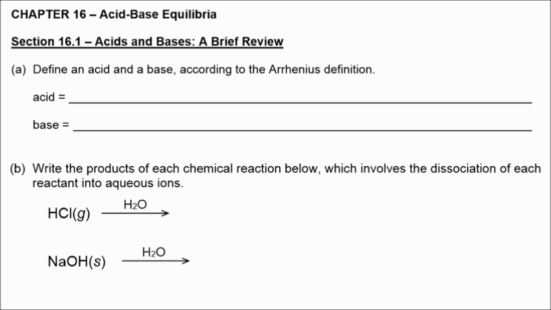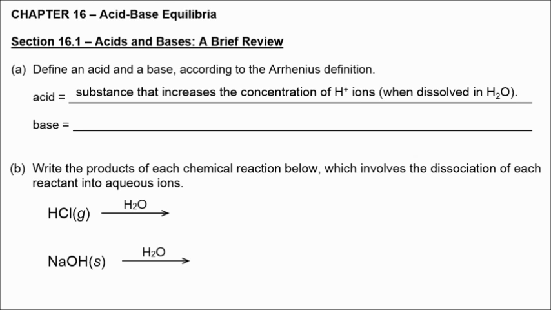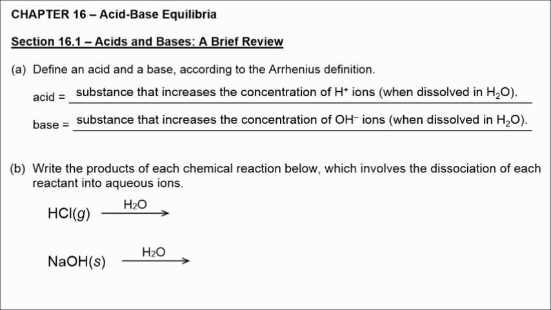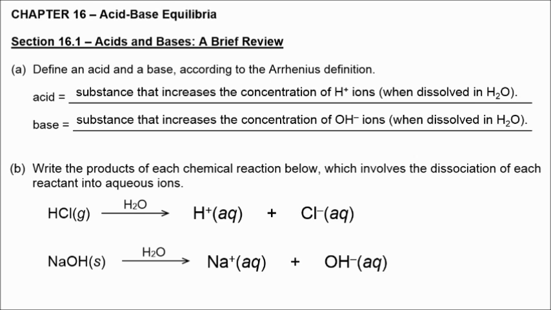The Arrhenius definition of an acid is that it's a substance that increases the concentration of H+ ions when dissolved in water, and an Arrhenius base is a substance that increases the concentration of OH- or hydroxide ions when dissolved in water. So HCl gas dissolves in water to produce H+ and Cl- in aqueous solution, and solid sodium hydroxide dissolves in water to produce aqueous sodium and hydroxide ions.